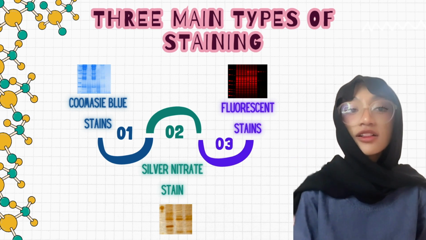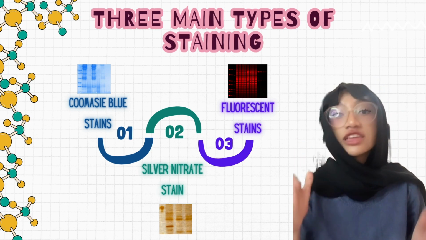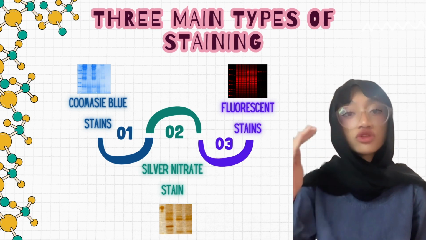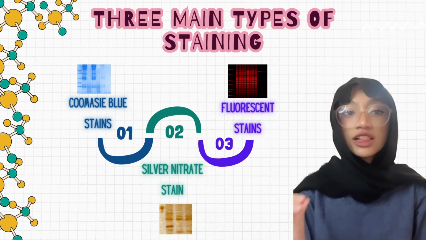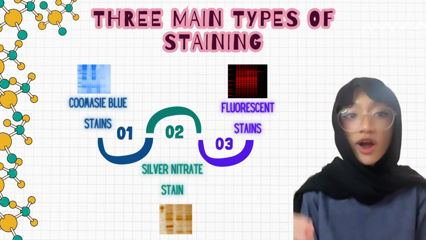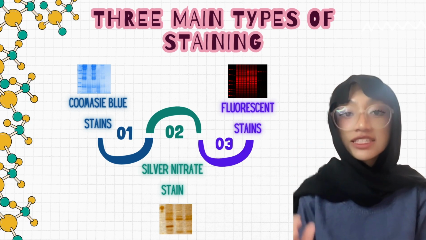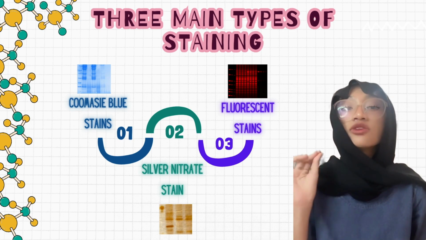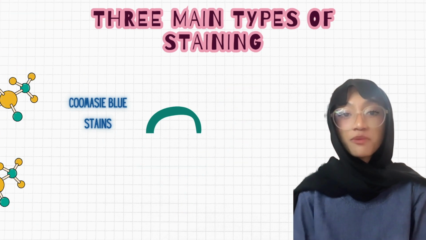And the final type of staining that I'm going to explain is fluorescent staining. It offers sensitivity close to silver staining with a detection limit of 0.25 to 1 nanogram, and it provides the best dynamic range for quantitative analysis and is also compatible with mass spectrometry.